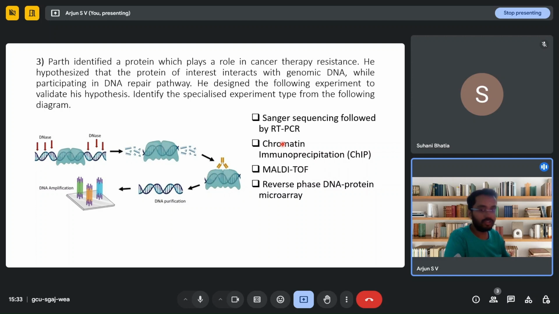So I'll go on to discuss the answer. The answer is chromatin immunoprecipitation. So we saw immunoprecipitation, where DNA and protein interact, and then you isolate the DNA and protein of your interest by making it interact with your custom-based antibody, and then you study the protein of your interest. So that is basically what immunoprecipitation is.